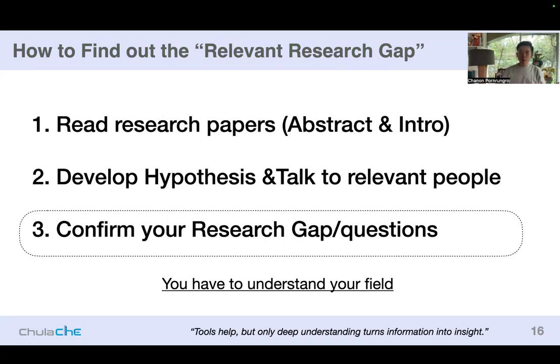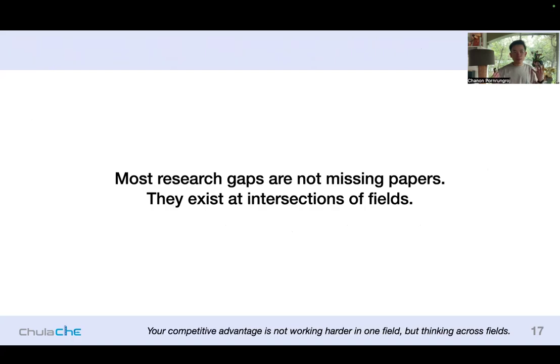Once you talk to many people, your friends, family, your seniors, then you come back to confirm your research gap, your research question, your research idea, and that's how you identify what you're going to be doing. And I would like to mention here that most research gaps are not missing papers. They mostly exist at the intersection of the field.